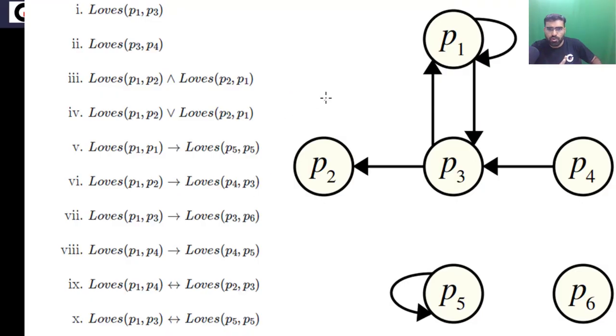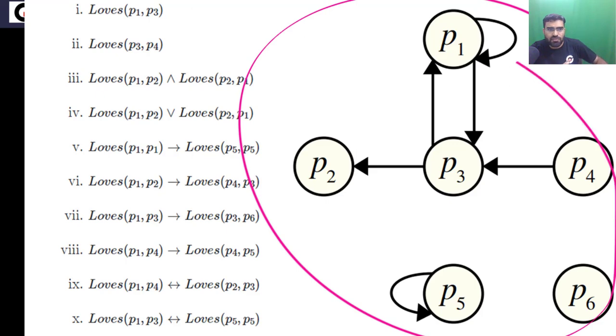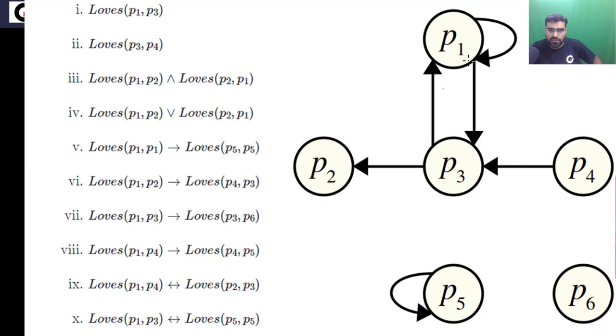Okay, so now what do you do? Very simple. This diagram, this graph representation is given to you. Basically this graph is the interpretation of this predicate Loves(x, y). So remember, this graph is the interpretation of the predicate. This graph is telling you who loves whom. From this graph you can notice P1 loves P1, P2 does not love P2. You can notice P2 does not love P3. You can notice P2 does not love anyone. You can notice P6 does not love anyone. P5 loves P5. P4 loves P3. P4 does not love P4.